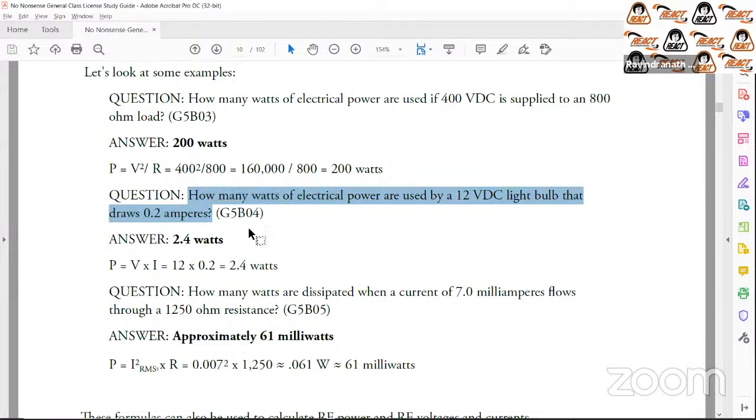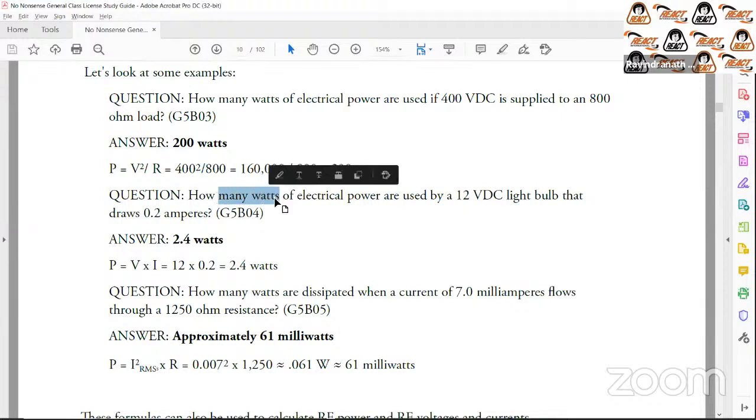Next question. How many watts of electrical power are used by a 12 volts DC light bulb that draws 0.2 amperes? So let's dissect that question a little bit also. What are they asking? How many watts? Once they ask us watts, we know we're talking power, because the unit of power that we have learned is called the watt. So when they say how many watts, you translate that to what is the power. So you need a formula for power. Power equals something. But what did they give us? Because we have to use a formula based on the values they have given to us in the question.